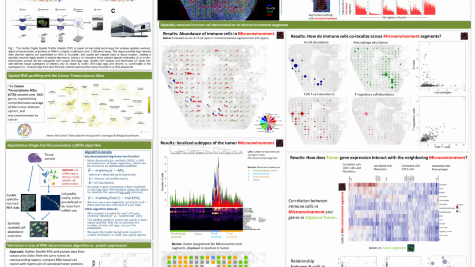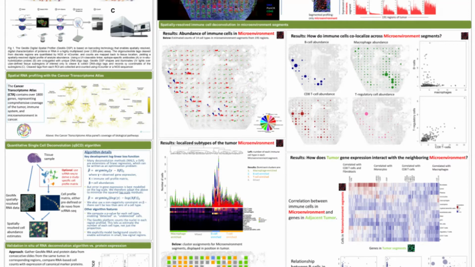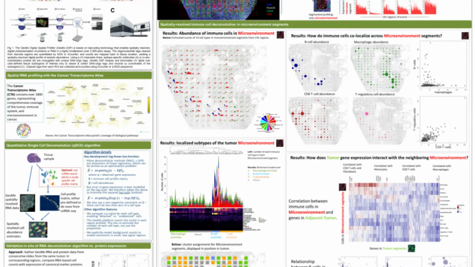All I will say about the algorithm is that deconvolution, it's pretty rich literature right now. Our major contribution is to replace the least squares penalty at the heart of most deconvolution problems with a log-linear penalty, sort of akin to log normal regression, and that has quite a few benefits to it. At the bottom here, we've validated our approach. We've compared in adjacent slides from the same tumor our estimated cell type abundances versus expression of canonical protein markers, and we've found very good correlation. This appears to be working quite well, even in the challenging data posed by small regions within FFPE-embedded tumors.